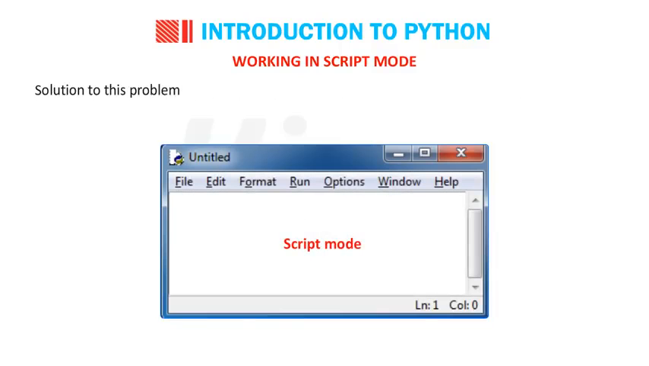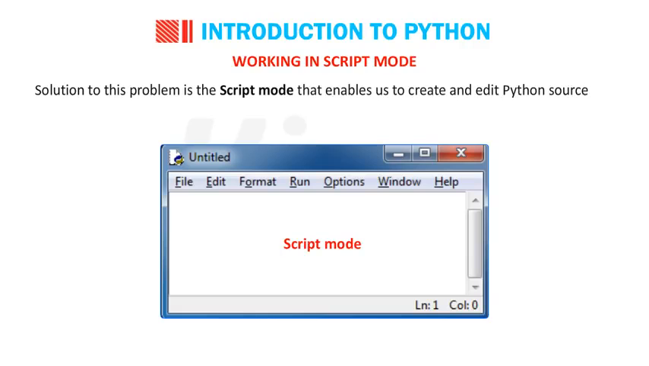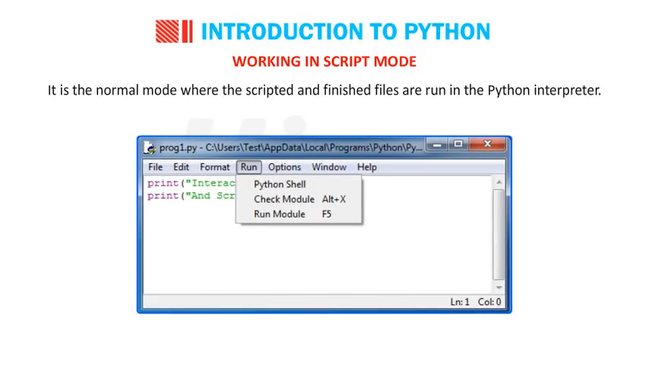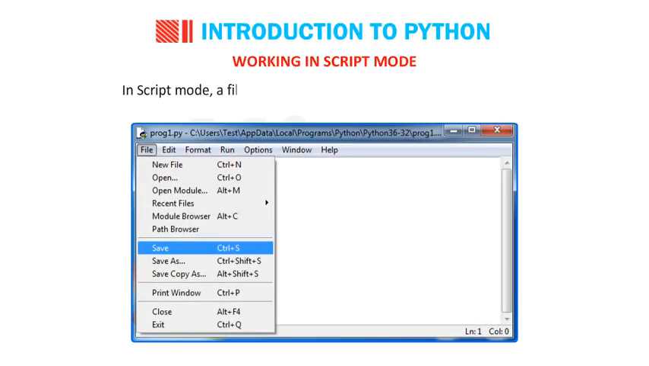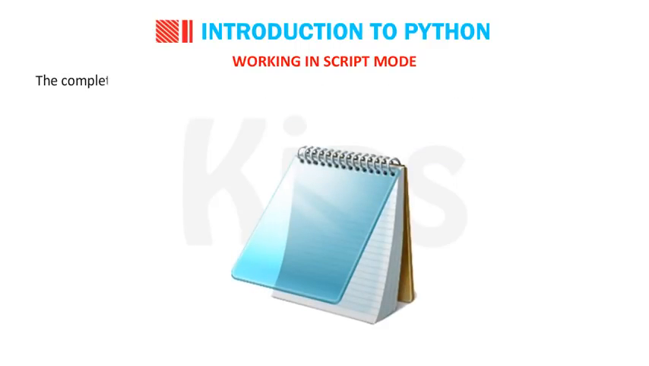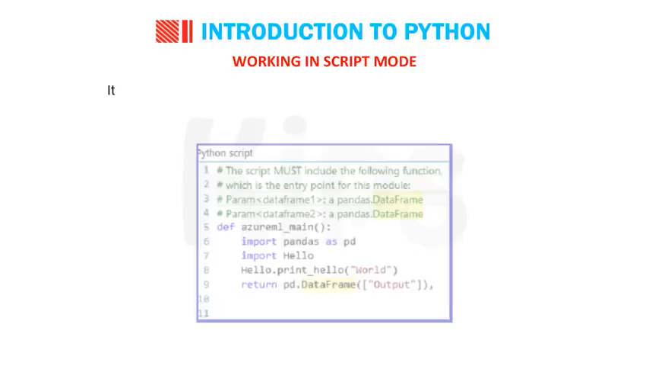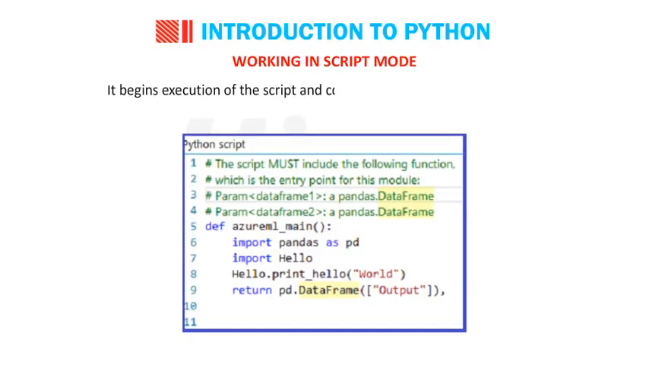The solution to this problem is the script mode, which enables us to create and edit a Python source file. It is the normal mode where the scripted and finished files are run in the Python interpreter. In script mode, a file can be created and saved for future reference. The complete script is written in an editor such as Notepad in Windows, and then the interpreter is invoked with a script parameter. It begins execution of the script and continues until the script is finished.